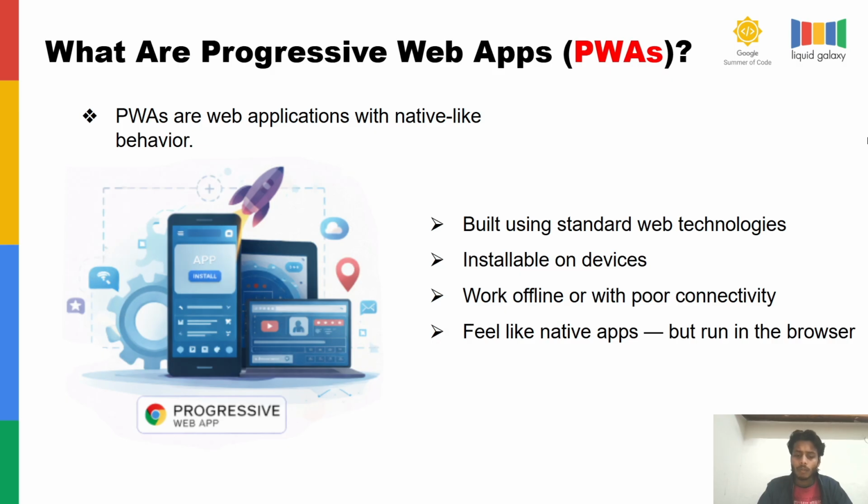So when we put all these together, PWAs give us the best of both worlds. From the website, we get easy development, easy deployment, and cross-platform support. From the native side, we get installability, offline support, and performance. This combination is exactly what modern systems need. And this is why PWAs are not just a trend, they are a practical solution for building scalable applications.